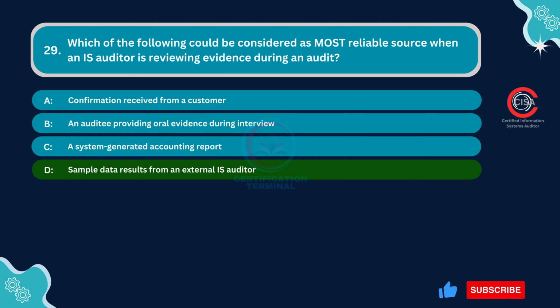External auditors typically follow established methodologies for data sampling and analysis. This allows the information security auditor to understand the context and limitations of the sample data.